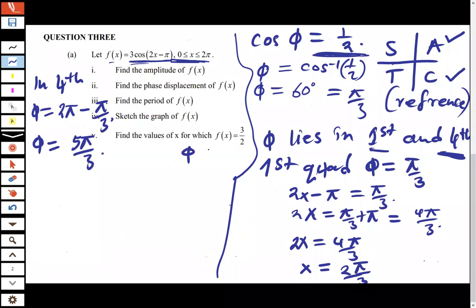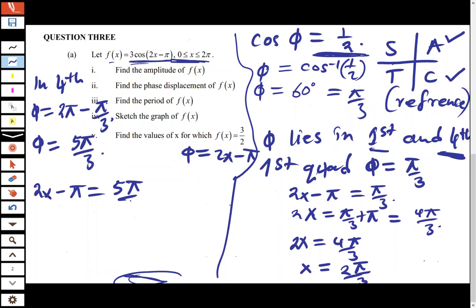But remember what we said. We said phi was equal to 2x minus pi. So while there is phi here, I'm going to put 2x minus pi. So 2x minus pi is equal to 5 pi over 3. I'm going to take this pi to the other side of the equal sign so that I remain with 2x on this side, which is equal to 5 pi over 3 plus pi.